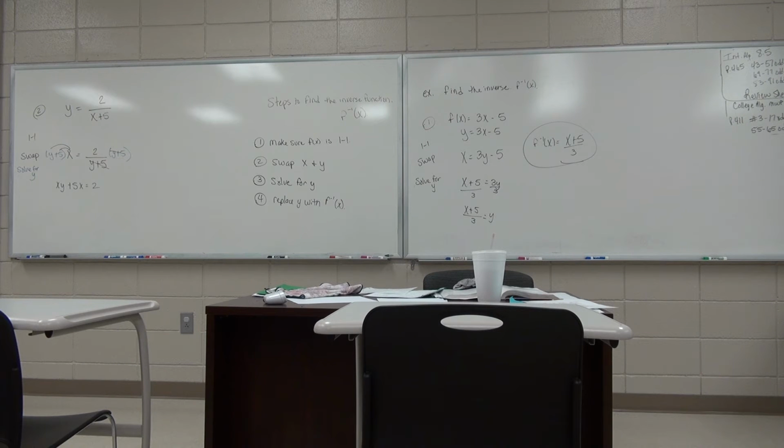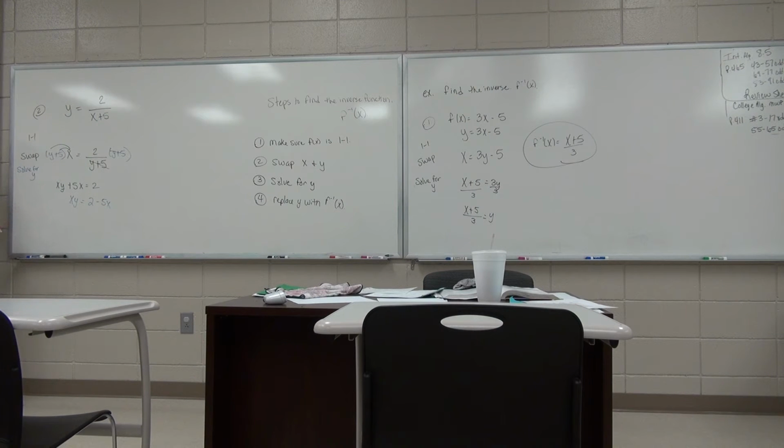Okay? Is everybody okay so far on what we've done? Multiply both sides by the denominator, and then I distributed the x. Now we want to get this y by itself. I need to move over and get rid of 5x. So I need to subtract 5x from both sides, right? So I'll get xy is equal to 2 minus 5x.